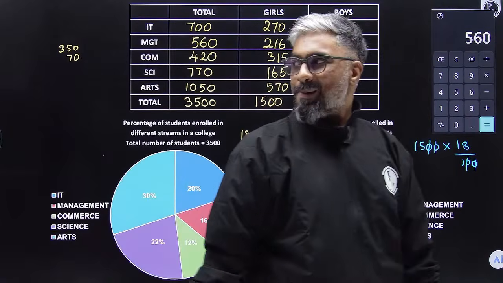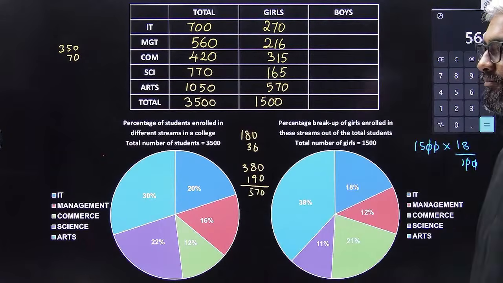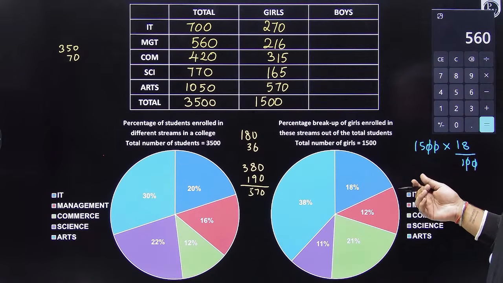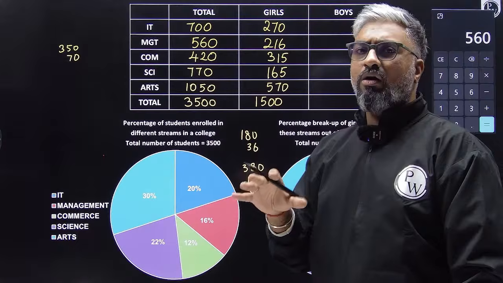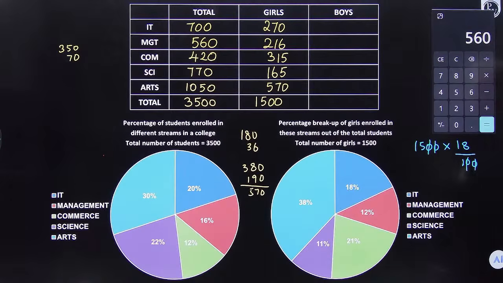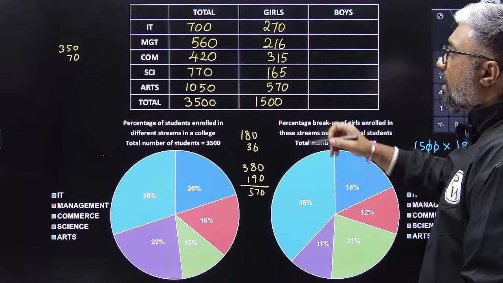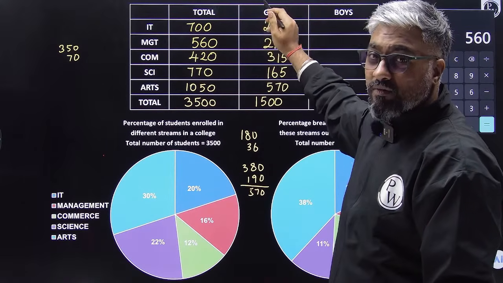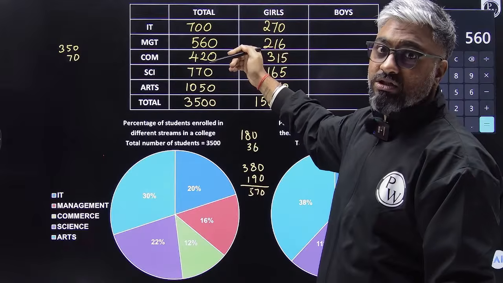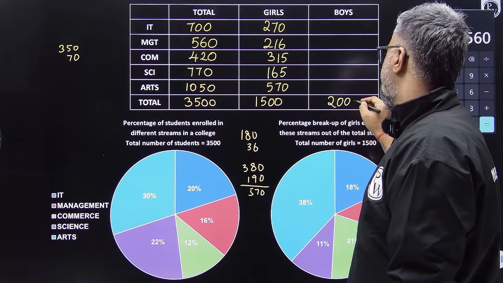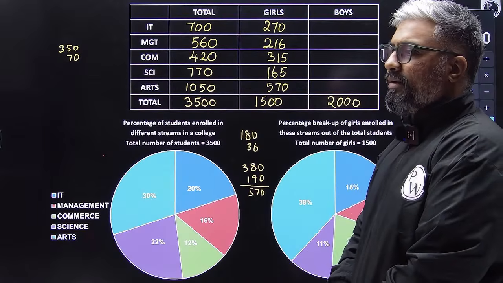Okay, clear? If you want, you can use the calculator and do it. But if you're someone who's preparing for OMETs, then you get better with these calculations. Now, since I have the total number of students and from there I know the total number of girls for each of the streams, I can calculate the total number of boys everywhere. Can I do that quickly?